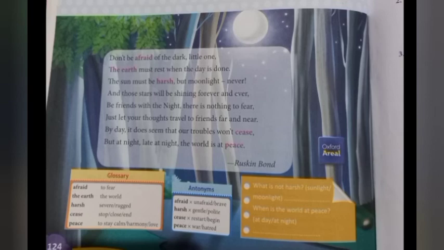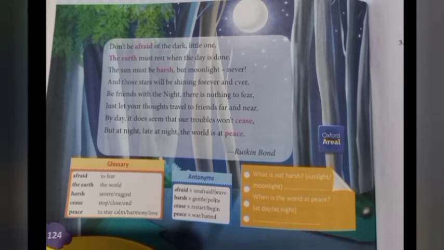Okay, now shall we see the explanation? Do not be afraid of the dark, little one. So you guys are little kids, right? So Ruskin Bond is saying you don't be afraid of the dark. Okay, don't get scared of the dark. Why is the dark coming? It's because the earth must take rest when the day is done. So when the day is over, then the earth must take rest. That's why what is coming? Night is coming.